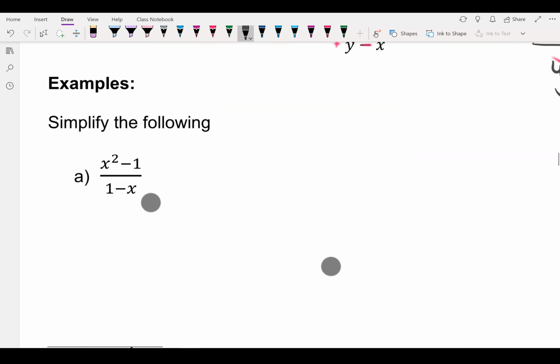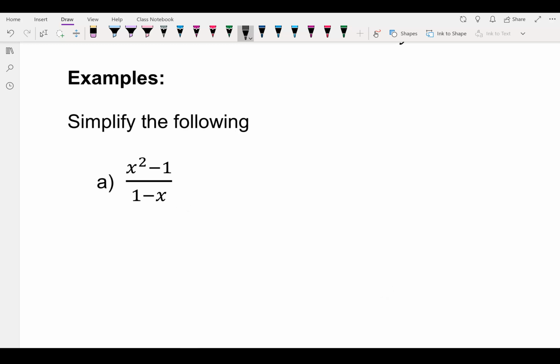Let's see it in practice. Let's simplify this. How does what I just taught you apply to this question? Well, first of all, let's factor the top and see what we can do. All right, the top is a difference of squares. And if you work through how to do the difference of squares, and you will get faster, this is x plus 1 and x minus 1. Please pause the video and check that yourself if you don't believe me.